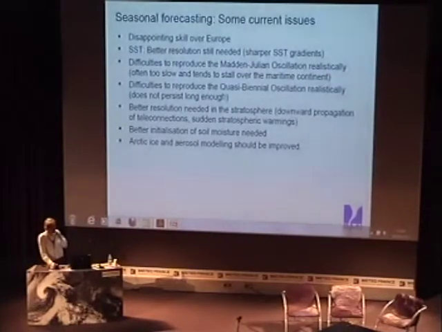Some current issues are the disappointing skill over Europe. And also a lot of work is being done to reduce uncertainties due to some deficiencies in the model. Like the SST, one needs a better resolution, more particularly to resolve the sharper meridional gradients of sea surface temperatures. We also have difficulties reproducing the Madden-Julian oscillation realistically. It's an oscillation in the tropics, for those who don't know, associated with precipitation in the tropics, and it has repercussions over Europe.